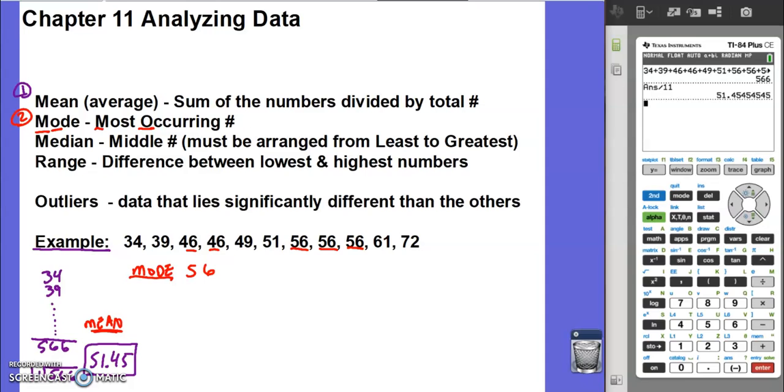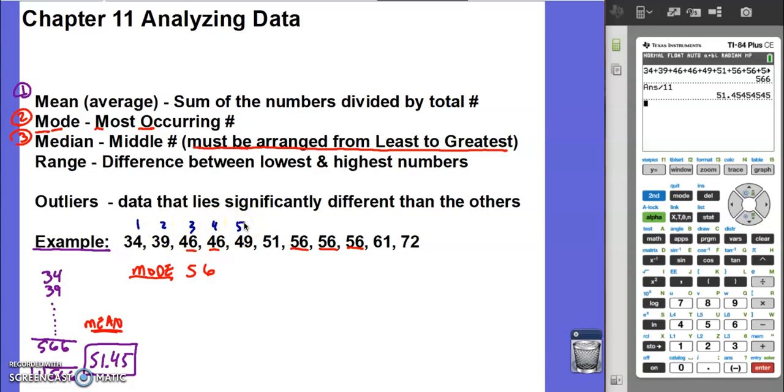All right, median is the middle number. Now this part is the important part of this: it must be arranged from least to greatest. If you don't arrange the numbers from least to greatest, you don't know where the middle number is. You notice I've already made the data in order from least to greatest. It has an odd number of numbers, so we just have to literally count in 5 numbers. This is my first, second, third, fourth, fifth number.